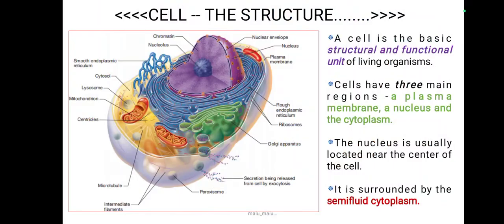So, a cell is defined as a basic structural and functional unit of life. All physiological activities begin at the cellular level. Without cells, life cannot exist. Our human body contains trillions of cells, each with specialized functions.